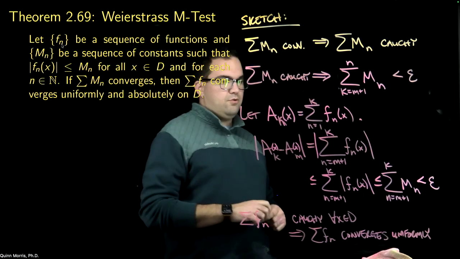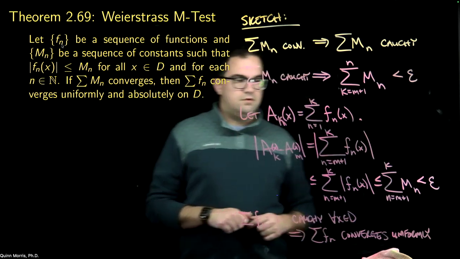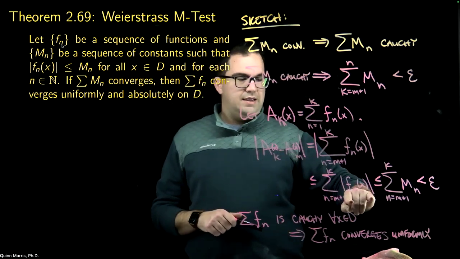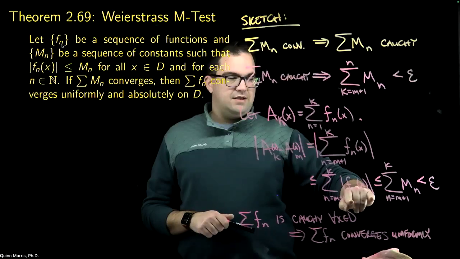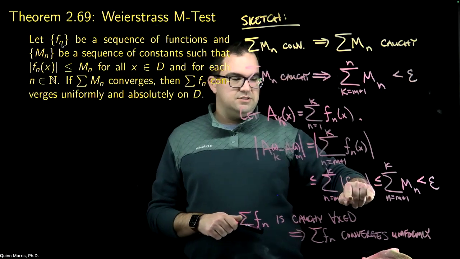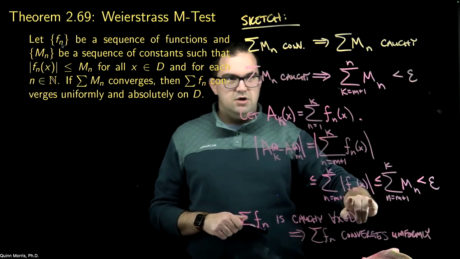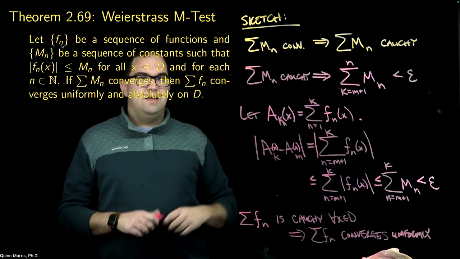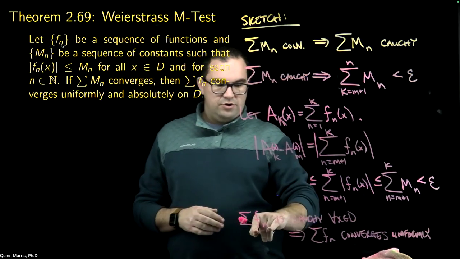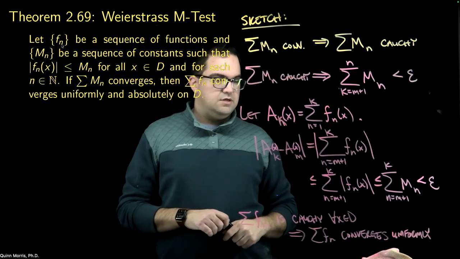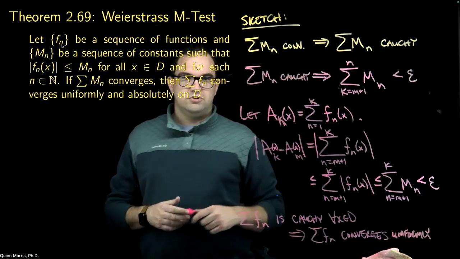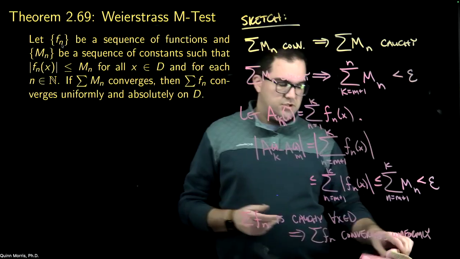Now, how do I get the absolute convergence? Well, if you come right here, you essentially see if I slapped absolute values on these things, I would still end up back in the same place. So the proof would work just as well if I looked at the absolute values of each of these fn's. So I get convergence that's both uniform and absolute.